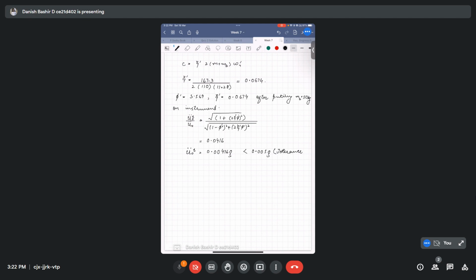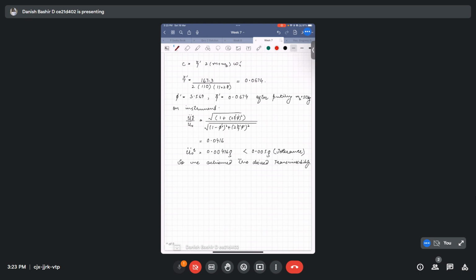So we added sufficient mass to our instrument so that the acceleration transmitted is within those tolerance limits. So we achieved the desired transmissibility.